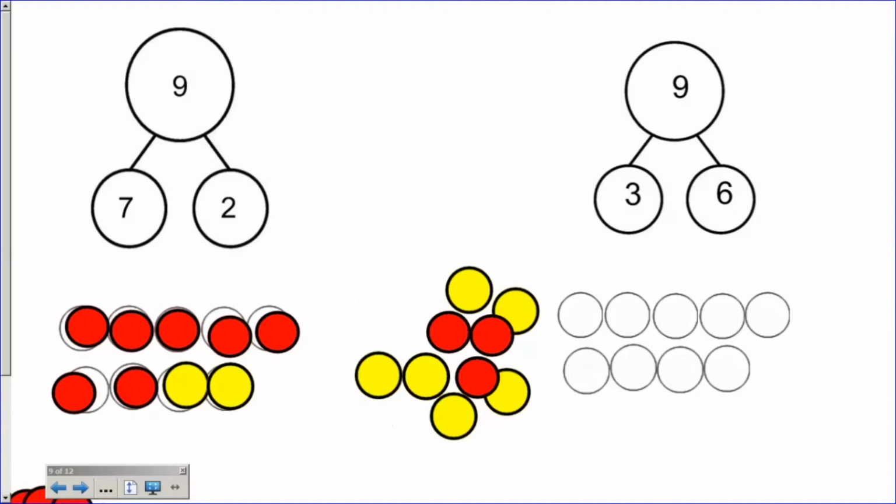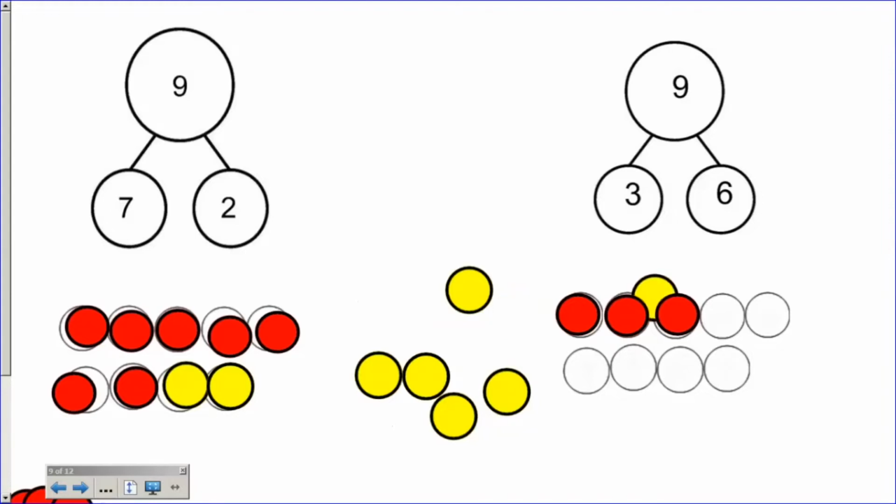All right, let's move to this number bond and let's show it using our counters. I have 9 circles. Let's take a look at this part. There's 3, so I'm going to put 3 red counters to show this part. And let's take a look at the other part, 6. And I'm going to add 6 yellow counters to show that part.